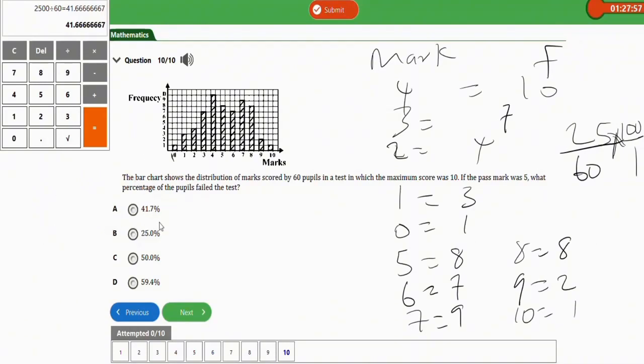This is basically how you can deal with problems involving bar charts for your JAMB Maths. These are repeated questions we practice with. Hope you learned something interesting from this video.